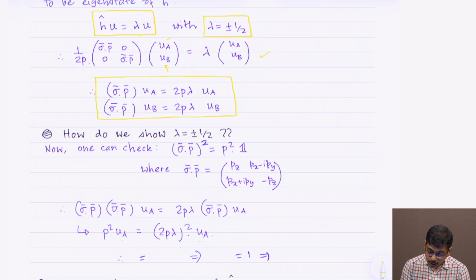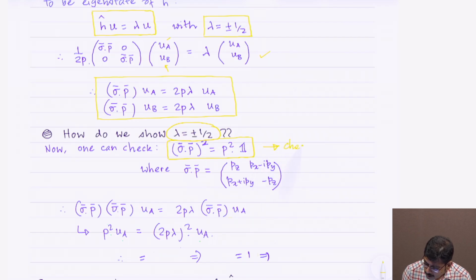Now, how do I show that this gives me lambda equal to plus minus half? There is one mathematical identity which I am using, which you can show very easily. This is sigma dot p whole square is equal to p square times the identity matrix. So, once again check it explicitly.